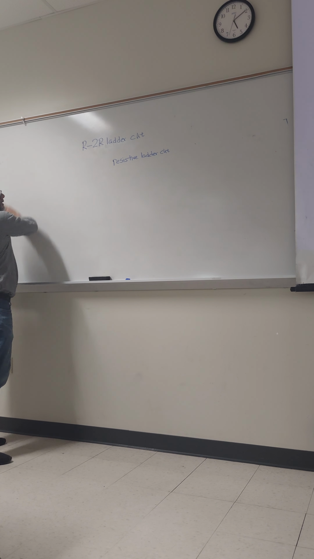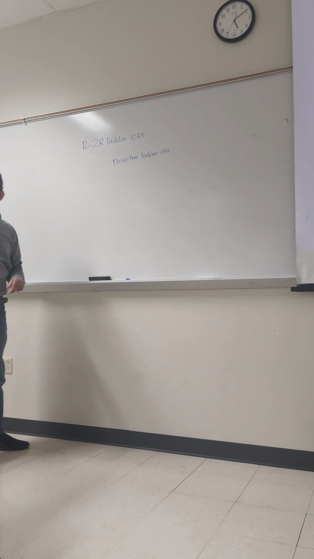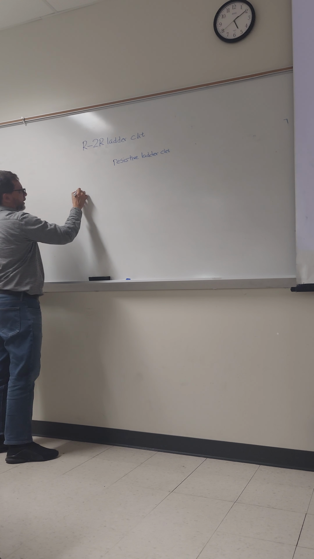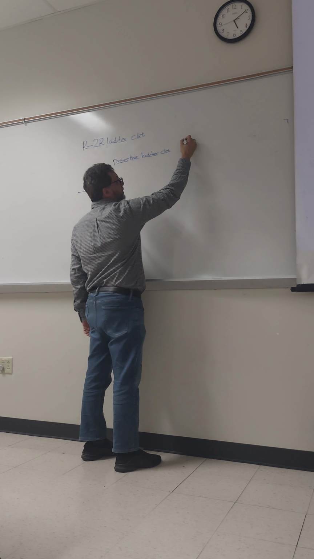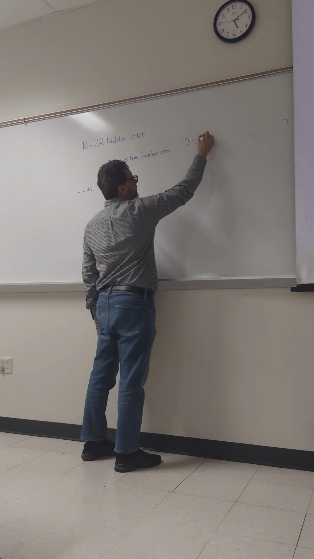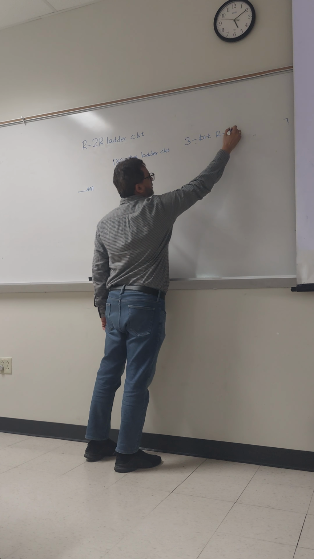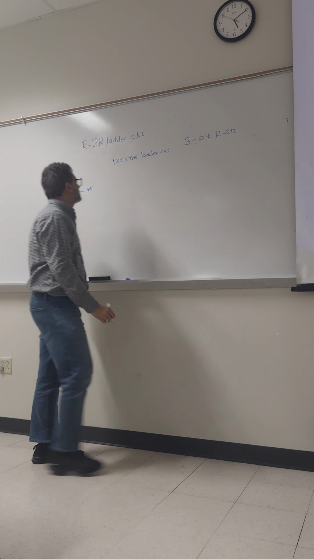Let me draw the circuit first, then we will discuss and calculate. The circuit consists of only 2 different kinds of resistors: one is R and another is 2R. Okay. So let me design a 3-bit R2R ladder circuit.